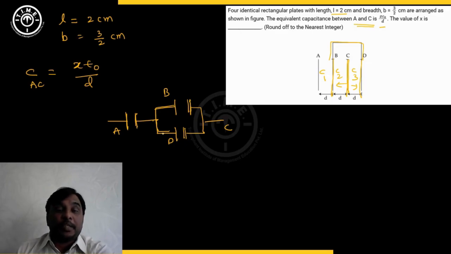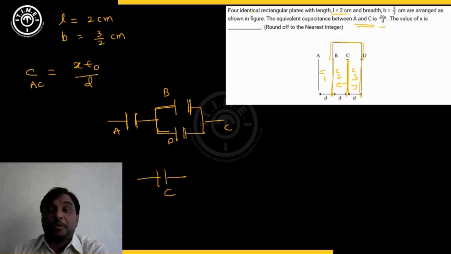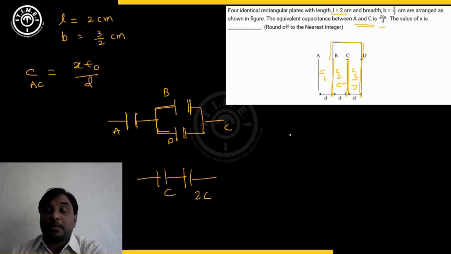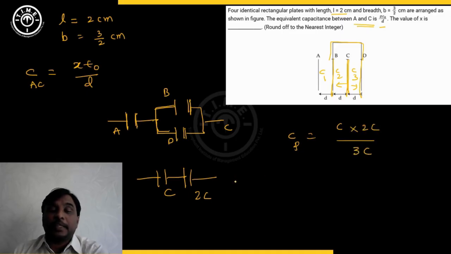Now you have 3 capacitors. Out of 3, 2 are parallel, 1 is in series. You can say this is C. All are identical capacitance. How do you know? Identical rectangular plates. So connected in parallel, it is 2C. Now these two are in series. If these two are in series, you can say C effective, CP, is equal to C1 C2 by C1 plus C2. Correct? These are in series. So C and C get cancelled. You are left with 2C by 3.